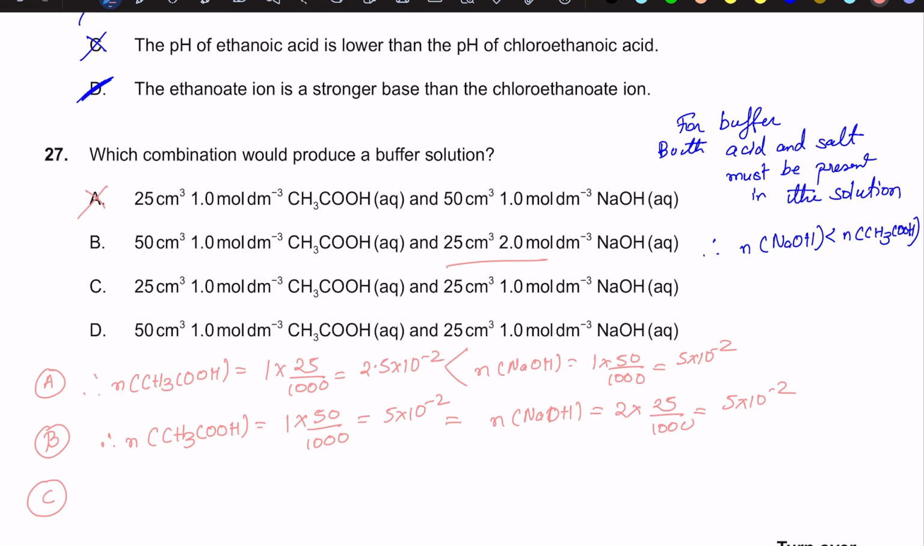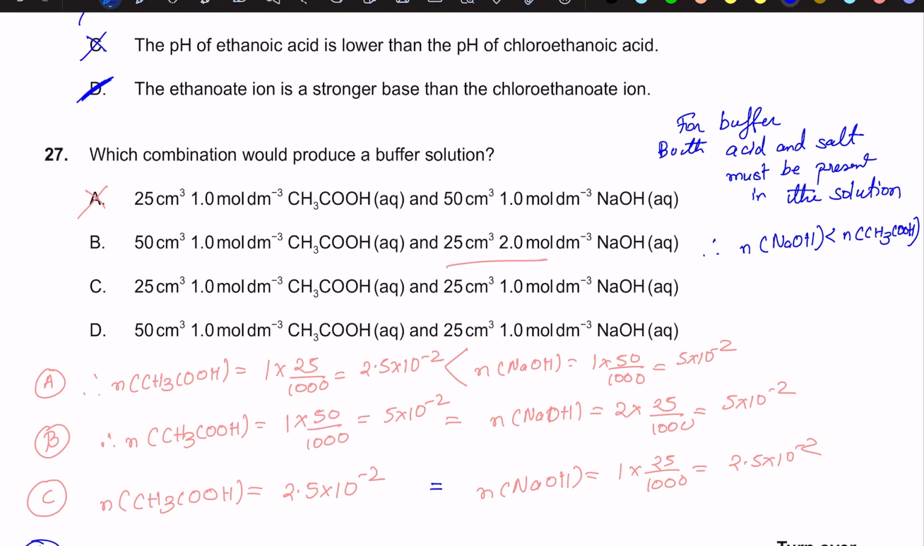Option C. In this case, let's find the moles of CH3COOH. We have already done the calculation in the first part for 25 centimeter cube and 1 mole per dm cube, which is this. And we have moles of NaOH. This again 1 times 25 by 1000 gives you 2.5 times 10 to the power minus 2. Again, in this case, both the moles are equal, so all of the CH3COOH will react to form salt.